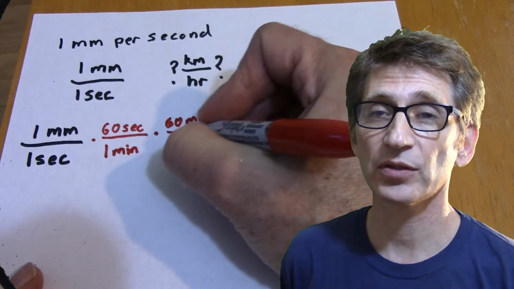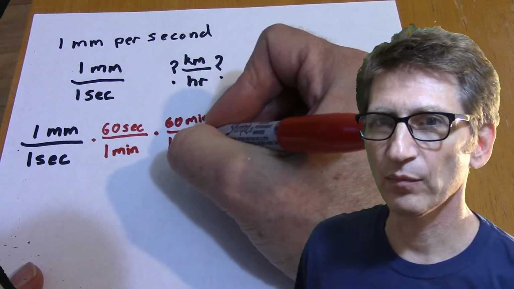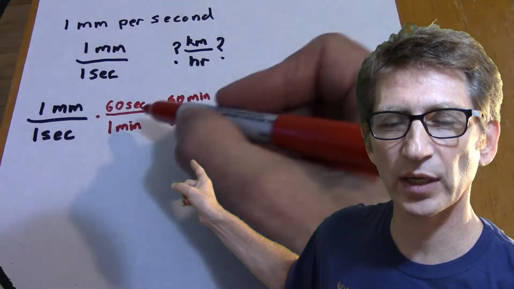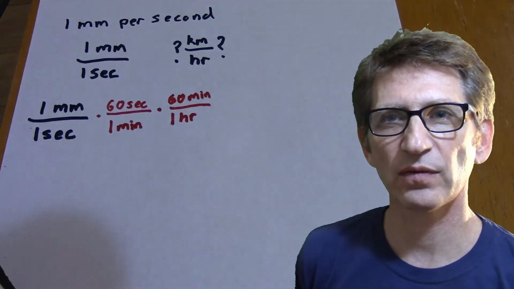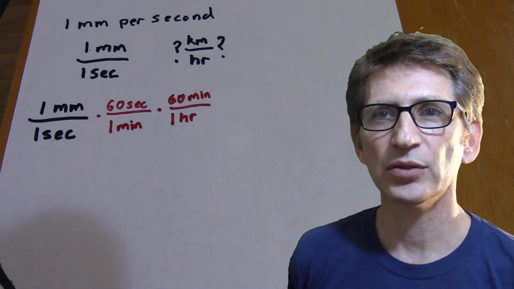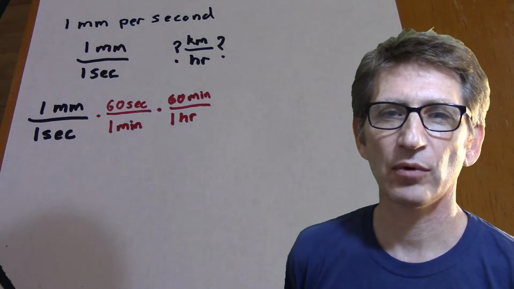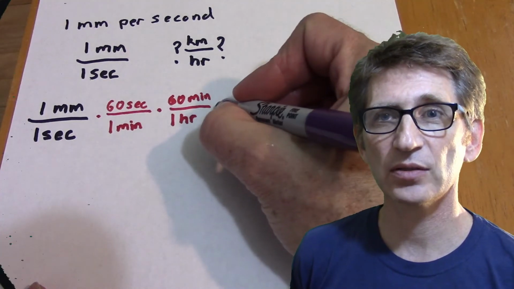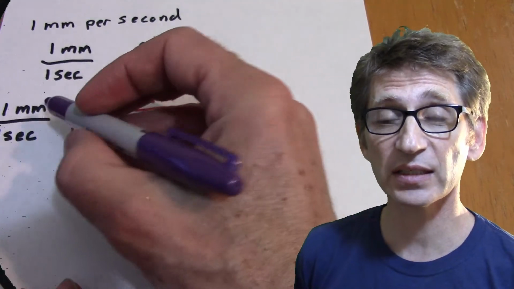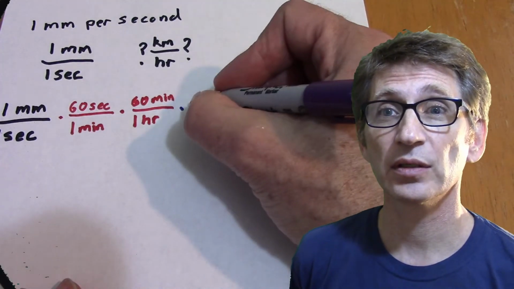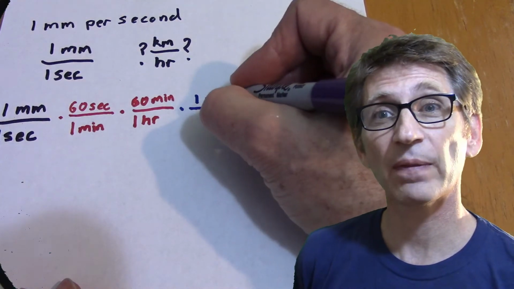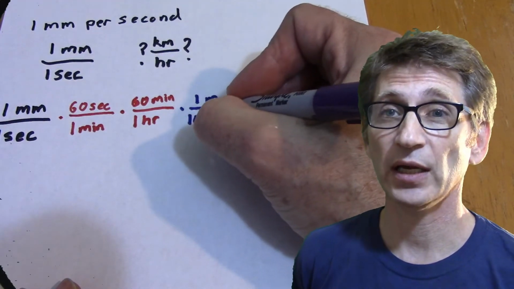For the next conversion factor for time, I now have minutes in the denominator and I want to cancel that out. So I want minutes in the numerator. So I should use the conversion factor 60 minutes over 1 hour. Now with these two time conversion factors, I will end up eliminating seconds and minutes, leaving myself with hours in the denominator. For the distance, let's see, millimeters, milli meaning 1,000th, so a millimeter must be 1,000th of a meter. That's a pretty handy thing to know.